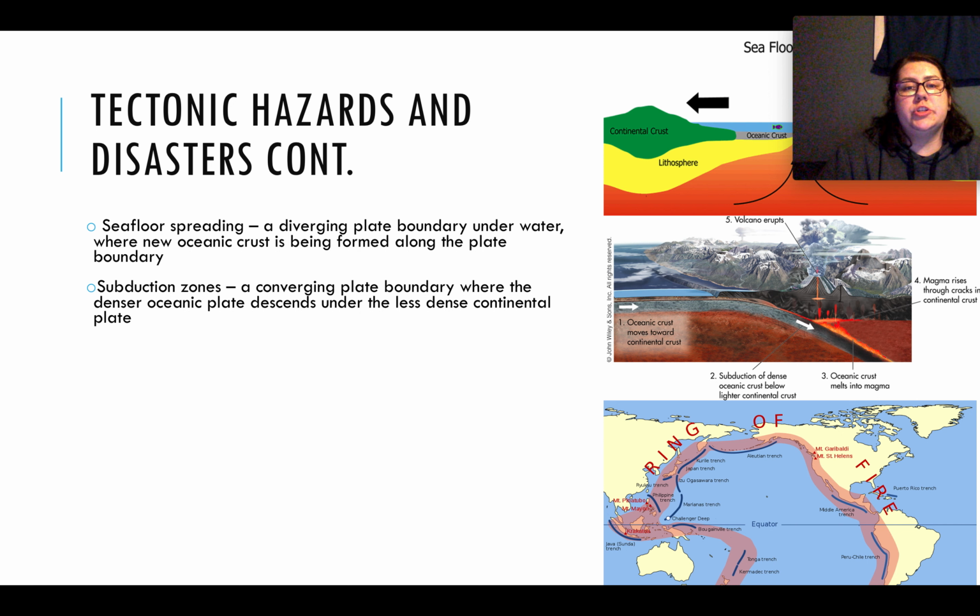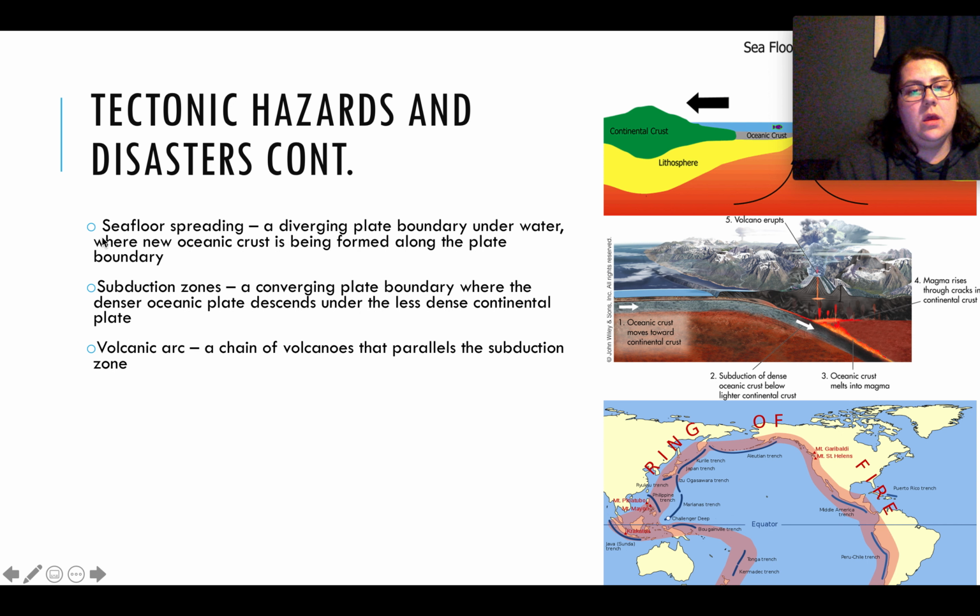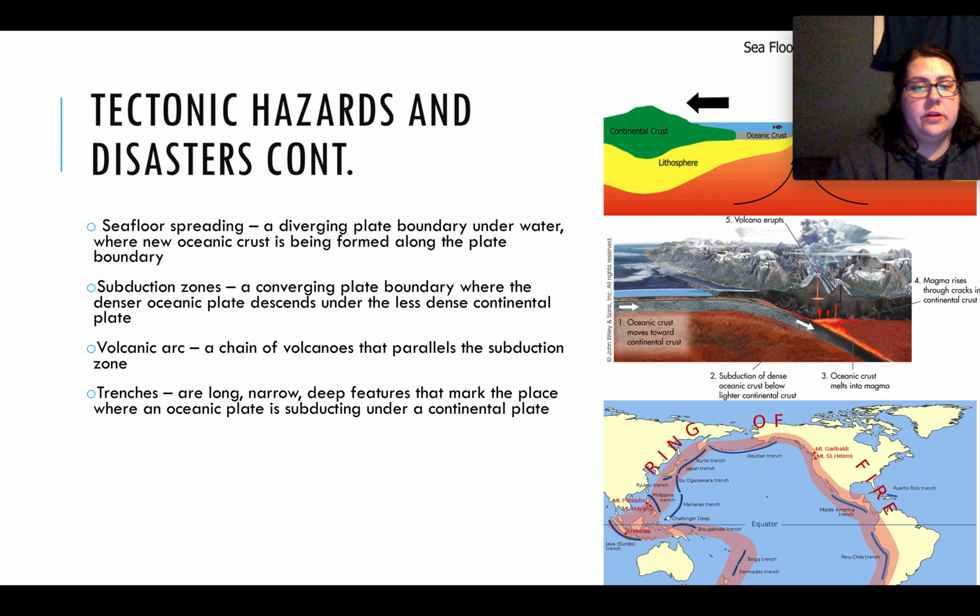Subduction zones: a converging plate boundary where the denser oceanic plate descends under the less dense continental plate. So you can see in this diagram, it's moving downward, turns into magma, magma rises, and then the volcano erupts. Volcanic arc: a chain of volcanoes that parallel the subduction zone. Trenches are long, narrow, deep features that mark the place where an oceanic plate is subducting under a continental plate.